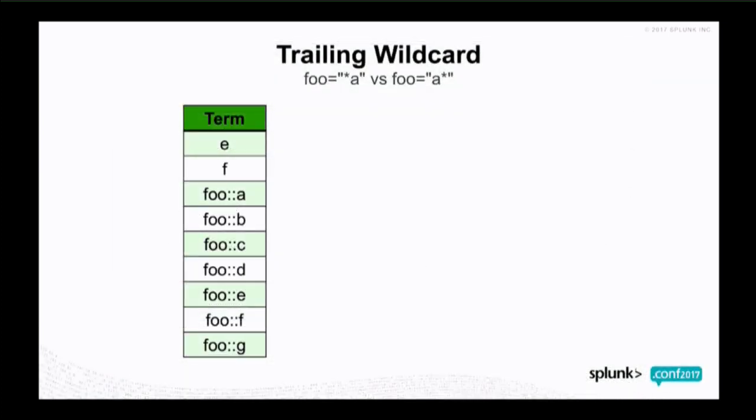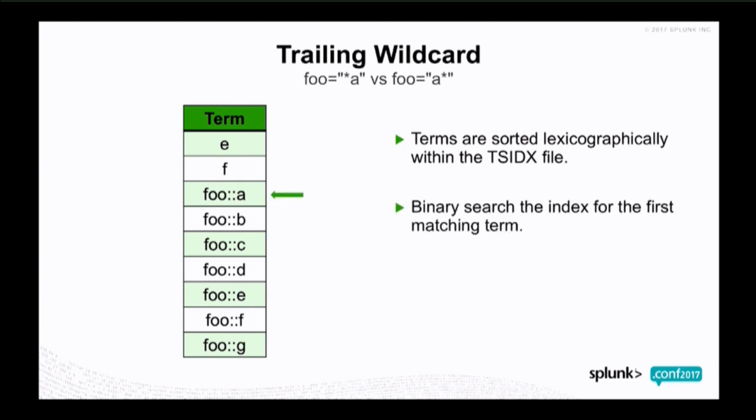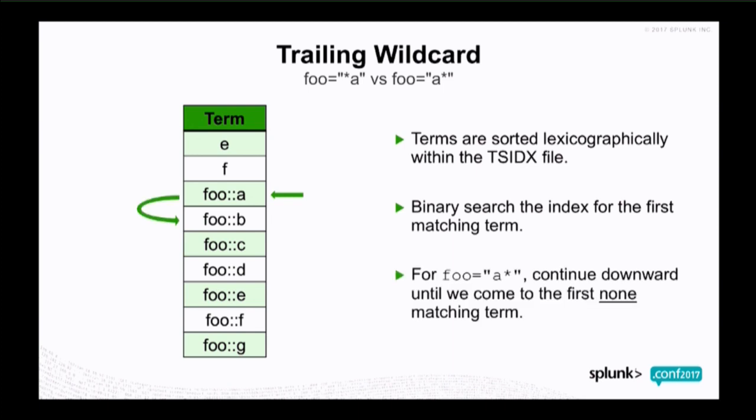So for a trailing wildcard, which is A star, if we remember, the TSIDX file is sorted alphabetically or lexicographically. We're going to do a binary search into the first result that matches our query, which in our case is foo:A. Then we're going to work downward until we come to a result that does not match our query. So in our case, we move down to foo B and go, oh, that doesn't match A star. So we're good to stop at that point and just return that single event.